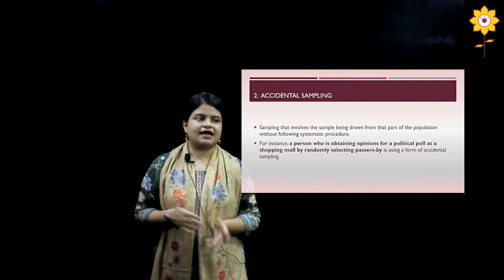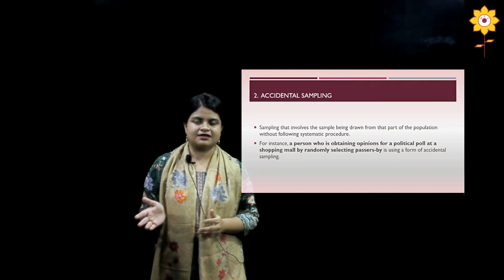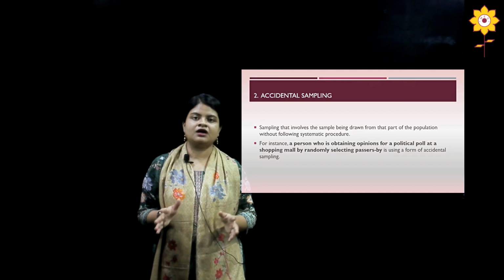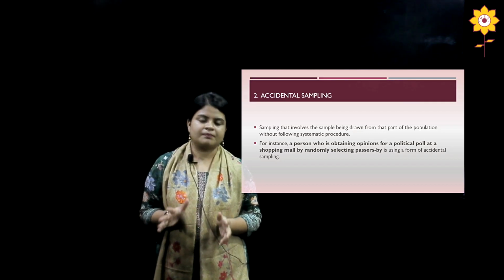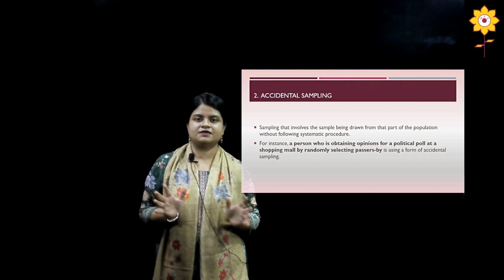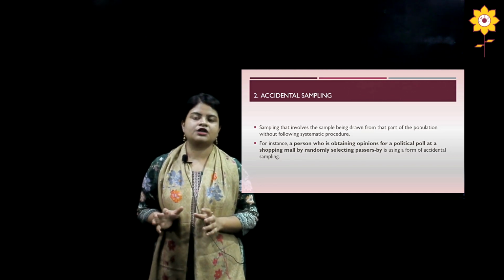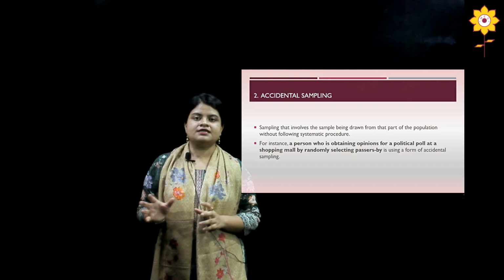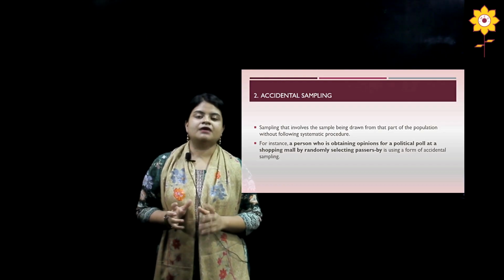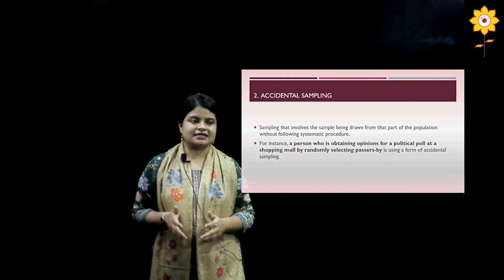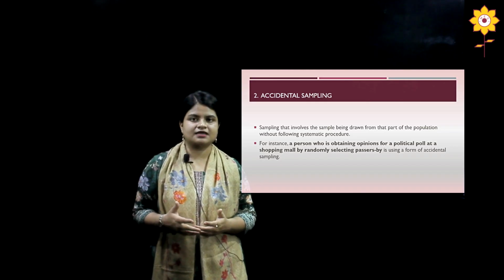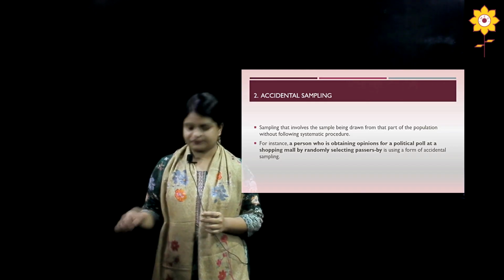The difference between accidental sampling and convenience sampling is that in convenience sampling, the researcher is approaching the people who are in his close proximity, and at least he has some information or knowledge about the people whom he is approaching for the purpose of becoming a sample. Whereas in accidental sampling, he is directly approaching someone unknown to him.